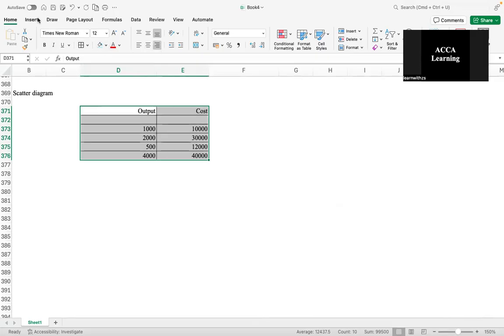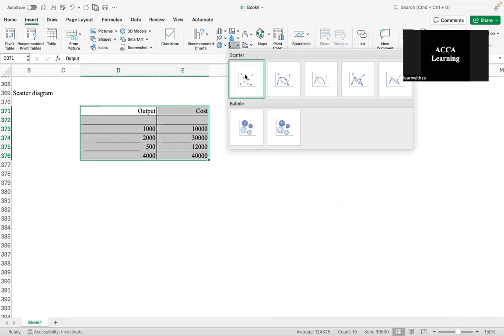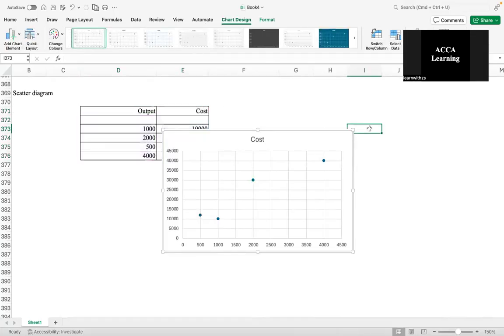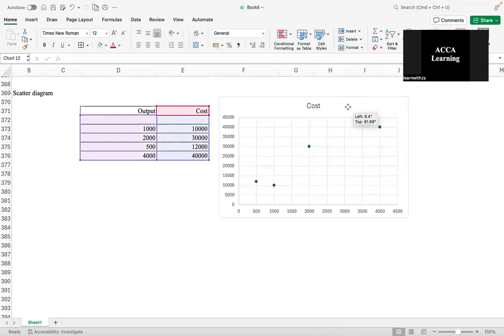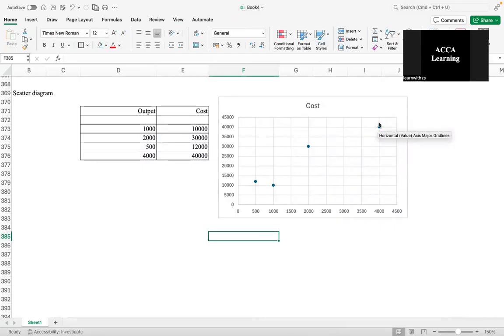Now, let's look at a scatter diagram. Can you see? This is how your scatter diagram would look. A scatter diagram is something where you cannot pass a single line. It's haywire, it's everywhere. If your output, which is on your x-axis, is at 500, then your cost would be somewhere around 10,000, which is on your y-axis. If your output is say 2,000, it is somewhere around 30,000. If your output is 4,000, then your cost is around 40,000.